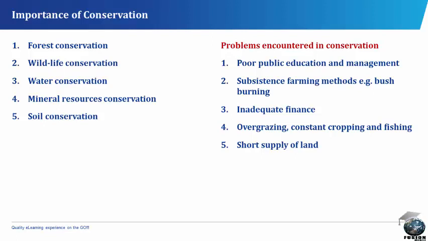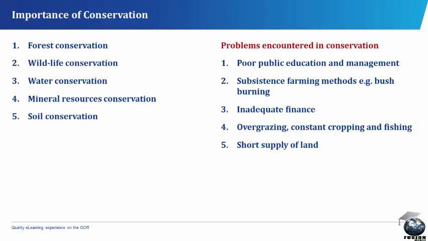conservation, and soil conservation. In forest conservation, rainfall is encouraged. It checks desert encroachment. Natural species are preserved. Timber products are preserved, and it checks erosion as well as preserves the soil.